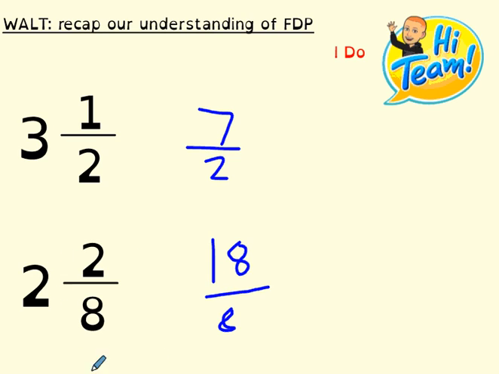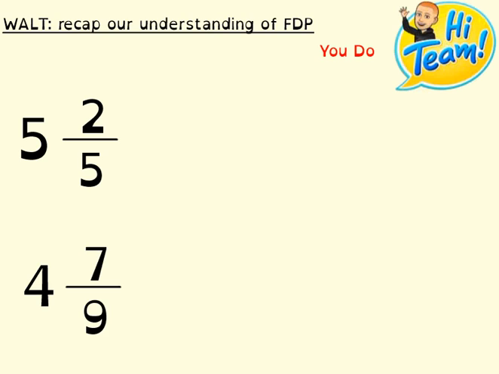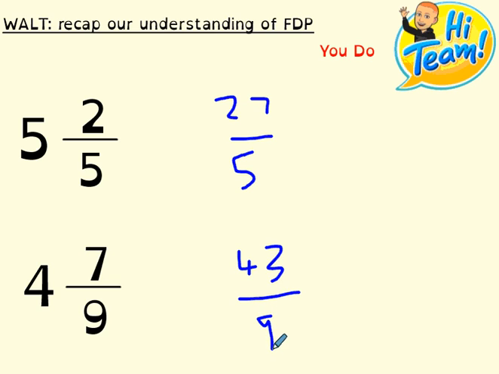5 times 5, 25. Add on my 2, 27 fifths. 9 times 4 is 36. 36 add on 7 would give me 43. 43 ninths would be my improper fraction when I am converting from this mixed number fraction.